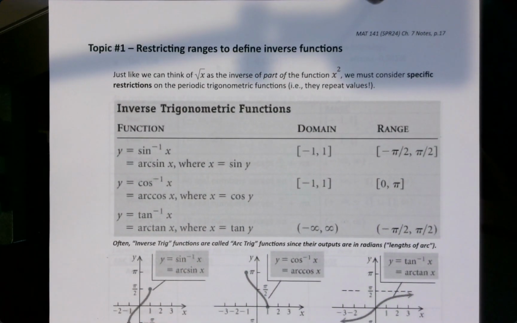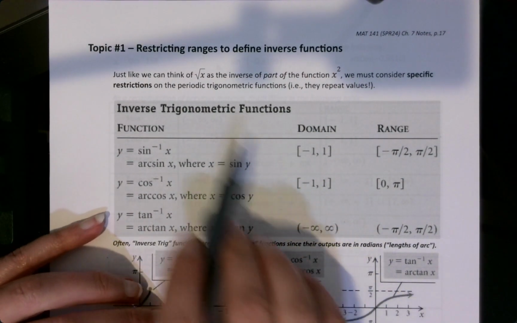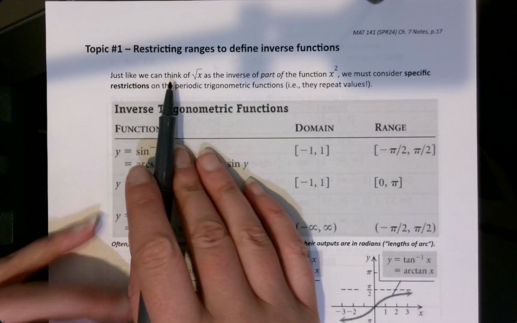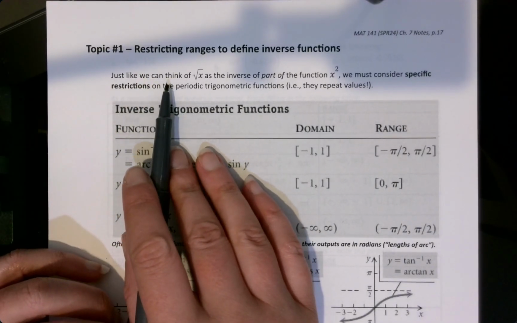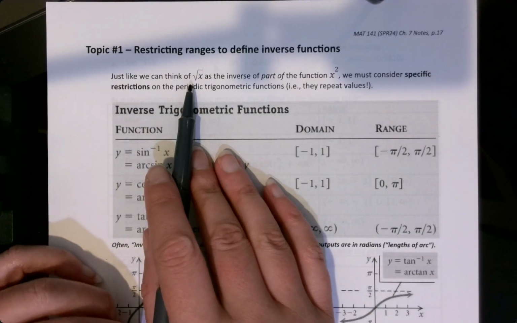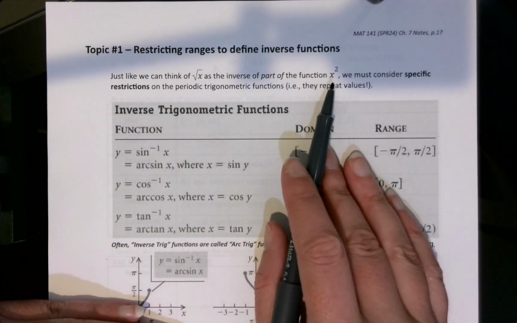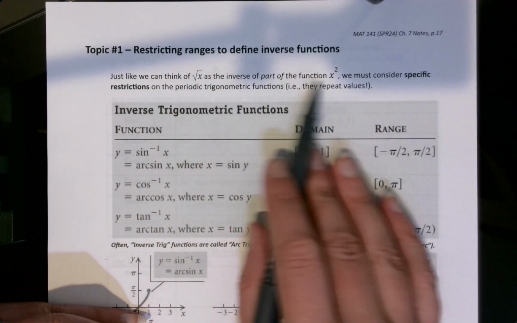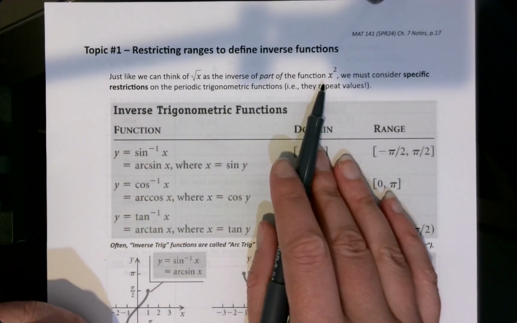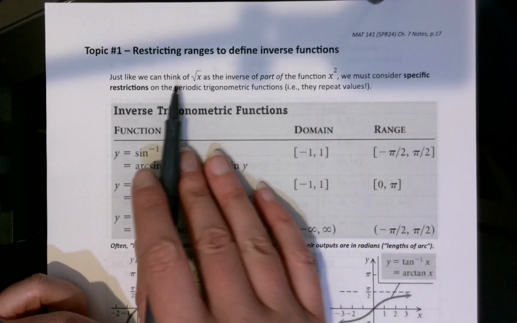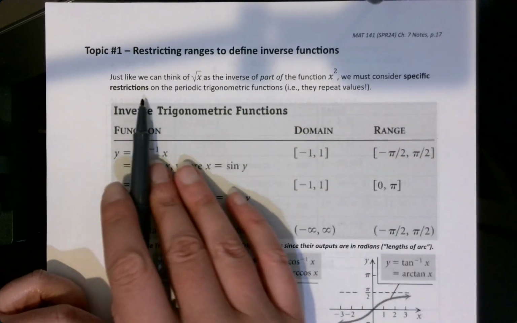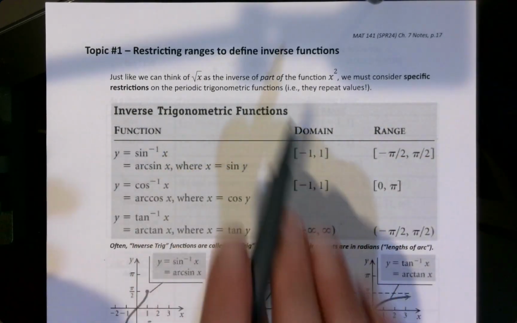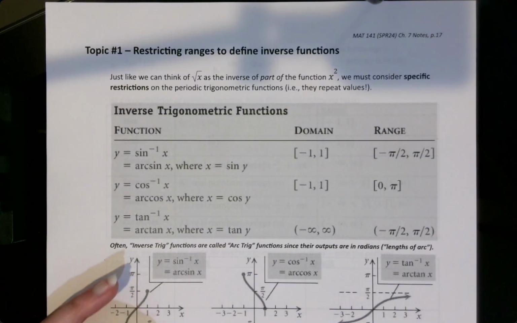It's going to detail what's happening with some of our trig functions. And it says, again, what we were mentioning in the previous page, we can think of square root of x as part of the function x squared. It's restricted on the domain. The inverse is restricted on the domain x positive, because the other half, of course, would need to be the negative square root of x. So we consider specific restrictions on these functions because they repeat. Okay, so we mentioned that.